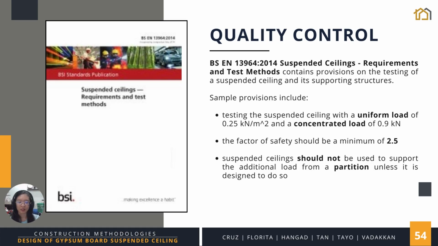Since the British standard for suspended ceilings focuses more on requirements and test methods, its provisions include testing the suspended ceiling with a uniform load of 0.25 kilonewtons per square meter and a concentrated load of 0.9 kilonewtons. It establishes that the factor of safety for suspended ceilings must be at least 2.5, and that suspended ceilings should not be used to support additional loads from partitions unless they are specifically designed to do so.